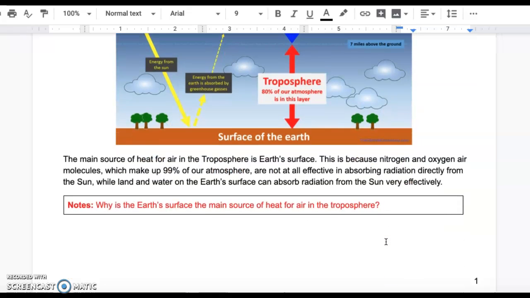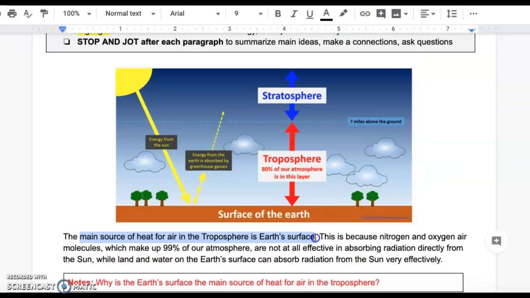Right. So the main source of heat for air in the troposphere is Earth's surface. Let's highlight that. This is because nitrogen and oxygen air molecules, which make up 99% of our atmosphere, are not at all effective in absorbing radiation directly from the sun, while land and water on Earth's surface can absorb radiation from the sun very effectively.